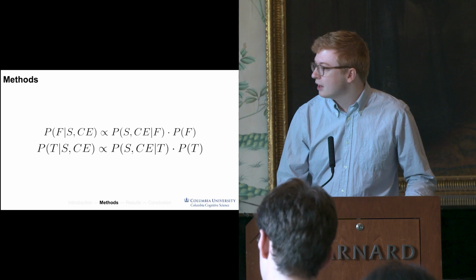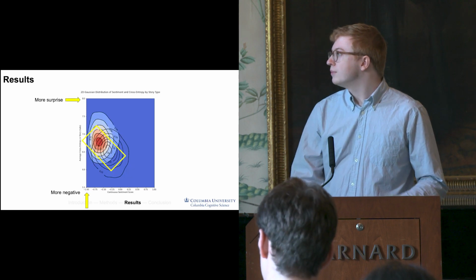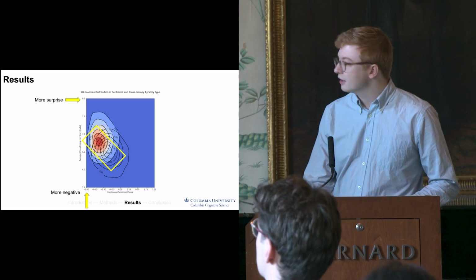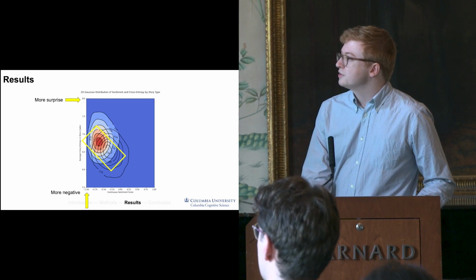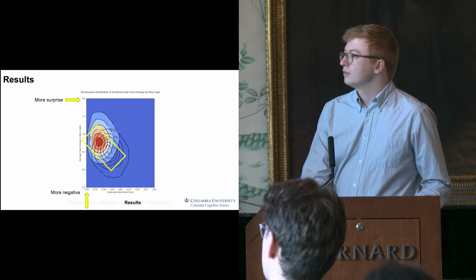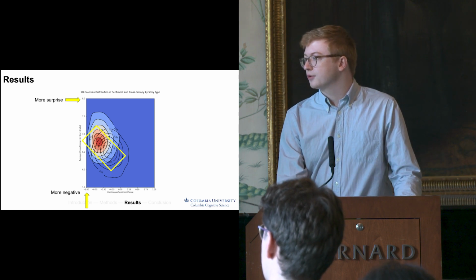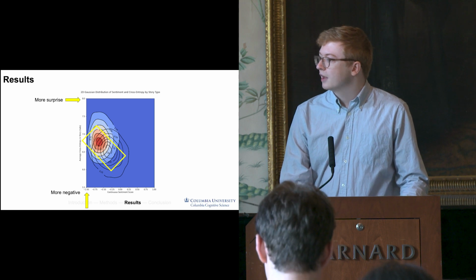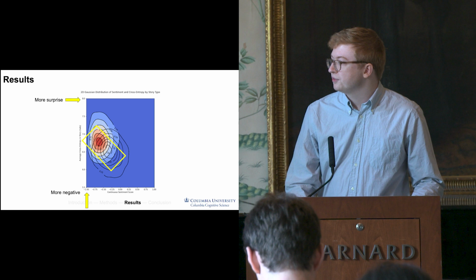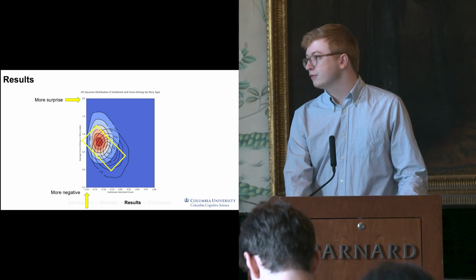So how does this actually play out? So here are the results. And on the x-axis, here I'll explain the y-axis first. The y-axis, we have this measure of surprise or predictability. So towards the top is more surprising, towards the bottom is less surprising. And on the x-axis, we have sentiment score. So -1 is the most negative, compared to +1 is the most positive.